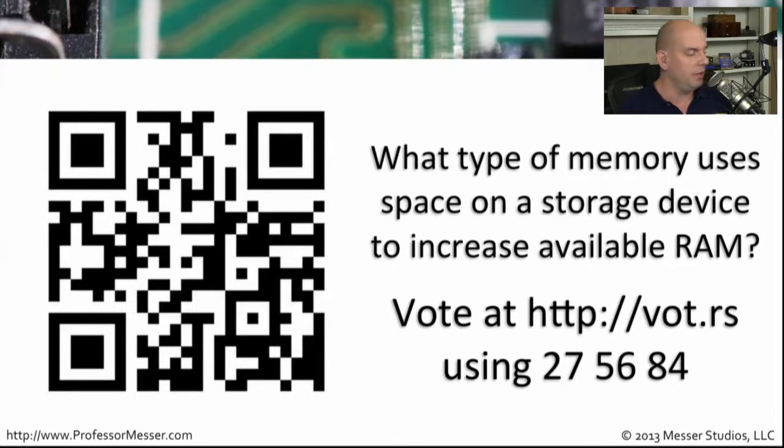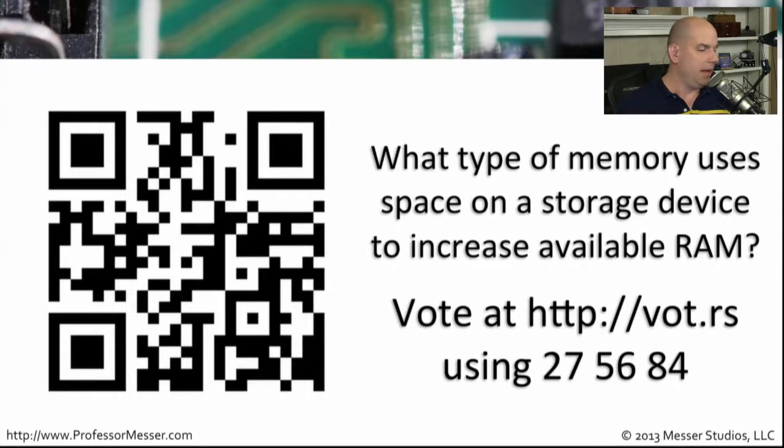We will figure out what it is because the options I have available to you are ECC, DDR, virtual, EEPROM, and RAM bus. So you have a number of options, more than 4. You have 5 options to choose from. It's only one of these. What type of memory uses space on the storage device to increase available RAM? This is one of these things that when you start trying to understand how operating systems work, this is an important thing to know about for those pieces.